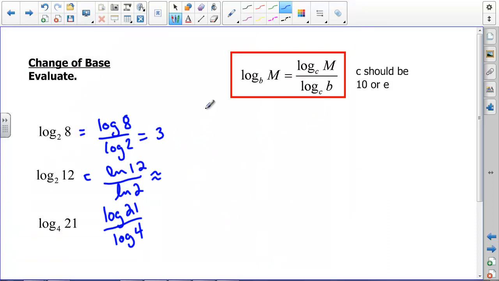So I hope you learned something. Hope this helps, and we're going to use these properties to solve logarithmic and exponential equations in the next video.